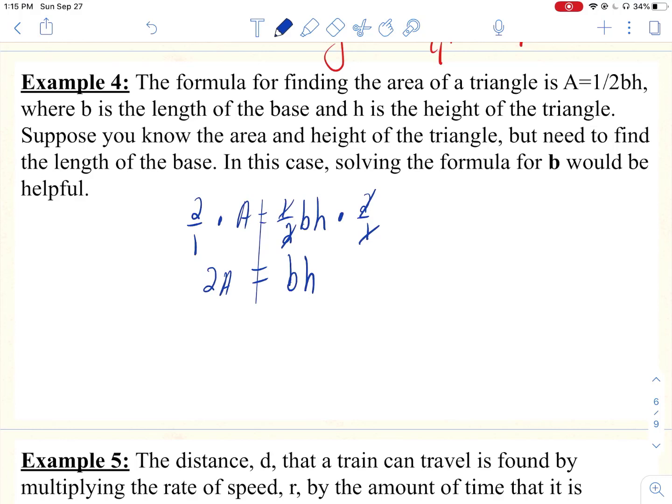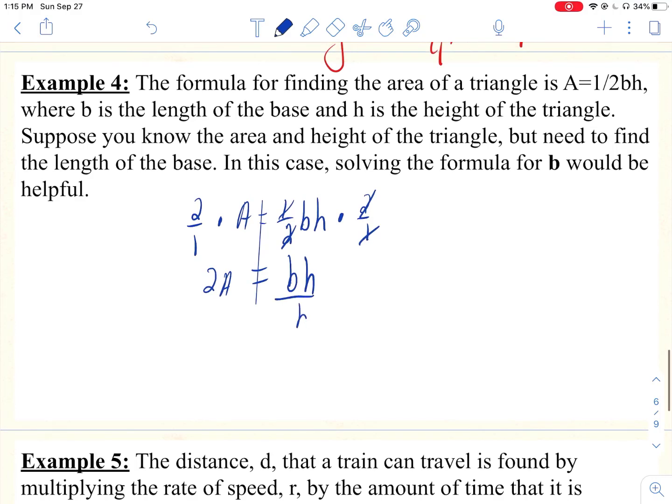We're not done yet because we need to get b by itself. So our last step is we're going to divide by h on both sides. When we do that, we'll be left with b on our right side. We're going to bring down our equal sign. And then 2a over h is going to stay like that. I always like to rewrite my equation so that my variable that I'm solving for is on the left side and not on the right side. So I'm just going to rewrite our final answer, b equals 2a over h.